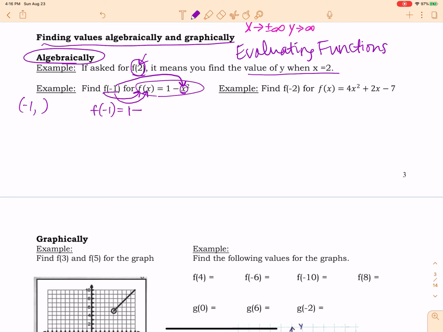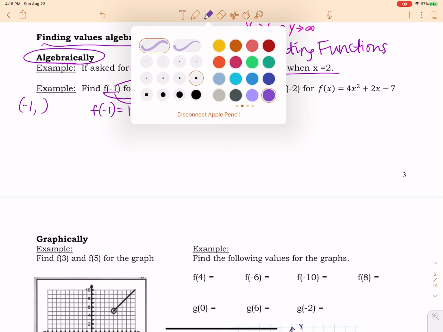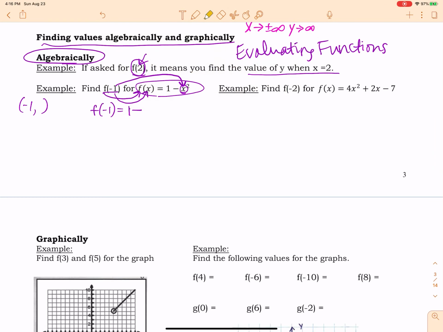But it is very, very important. I cannot emphasize this enough to you. You need to pay close attention here. See that squared right there? You have got to put this in parentheses. So the negative 1 goes in parentheses so that when you square it, you square the whole thing.